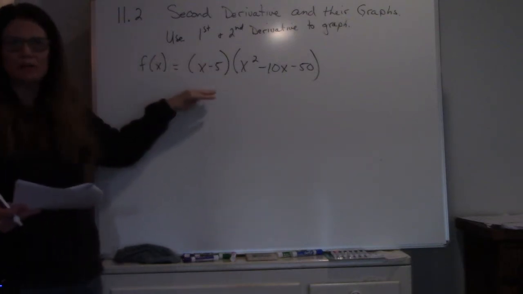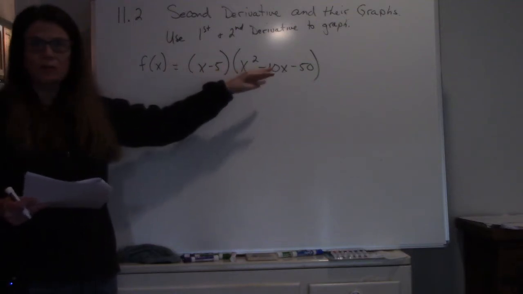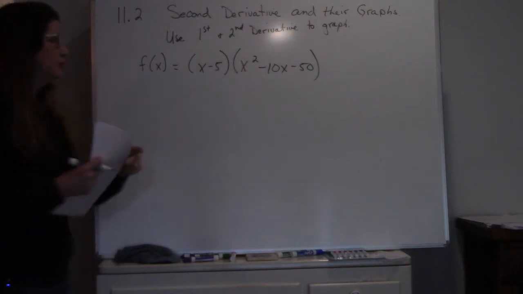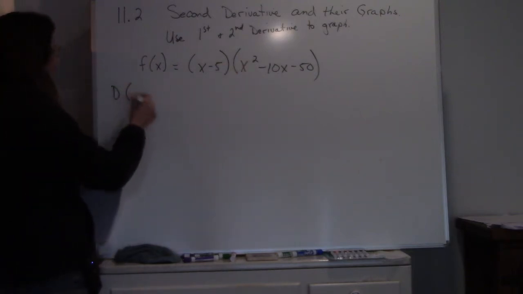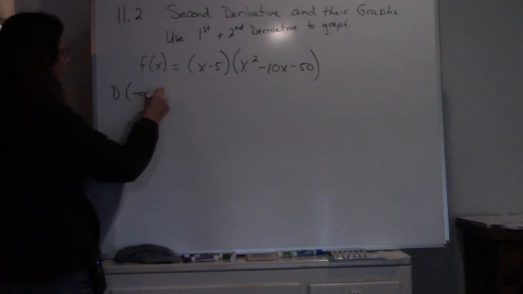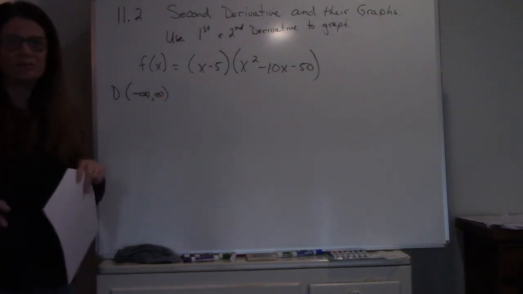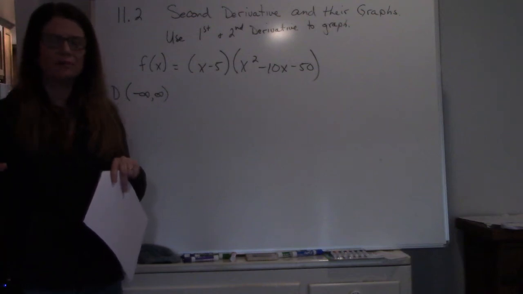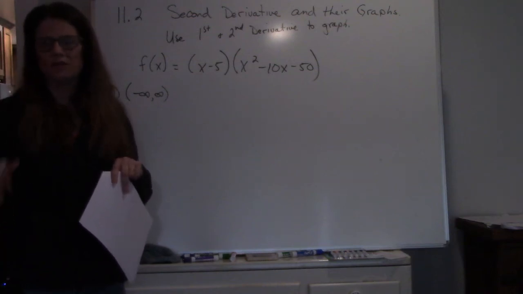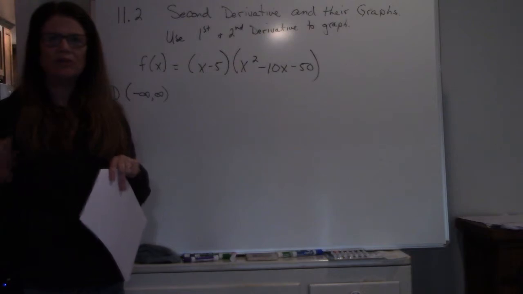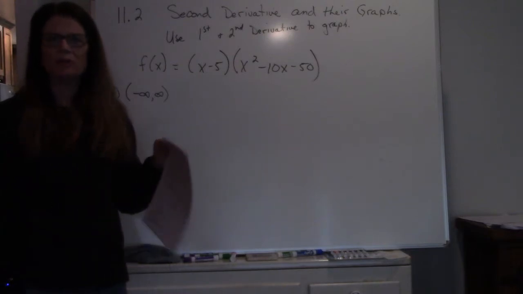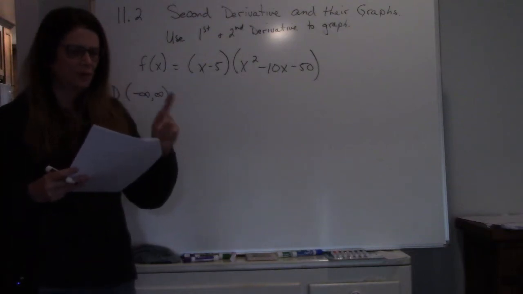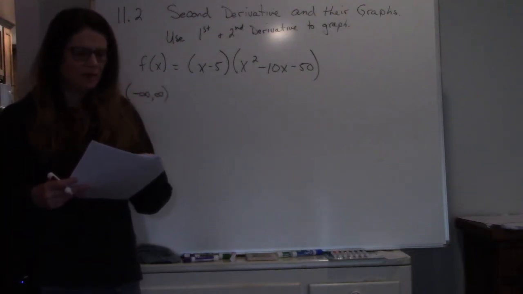This is just a polynomial, right? It's a factored polynomial, but it's just a polynomial. That's all it is. So anytime you have a polynomial, your domain is always negative infinity to positive infinity every single time. There's no restrictions to it. There's no fraction, there's no radical, and there's no logs. So if you don't have any of those and it's just a straight polynomial, your domain will always be negative infinity to positive infinity.